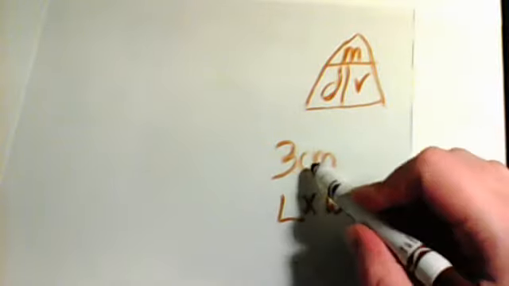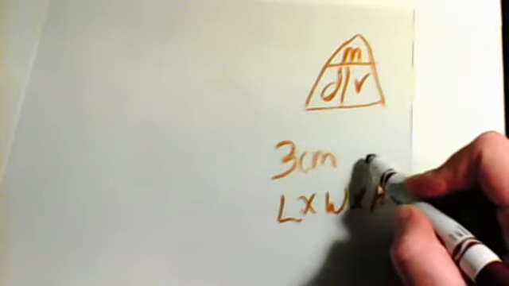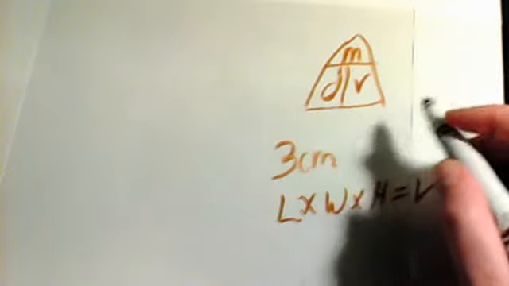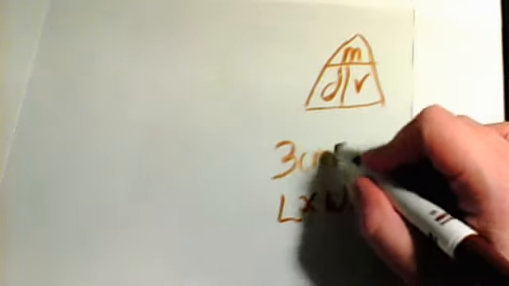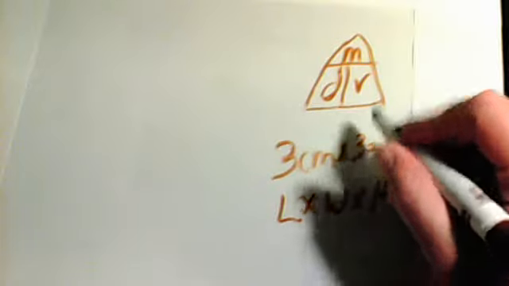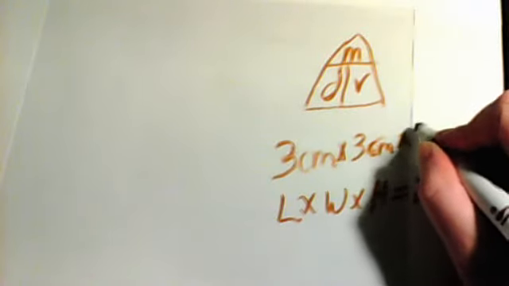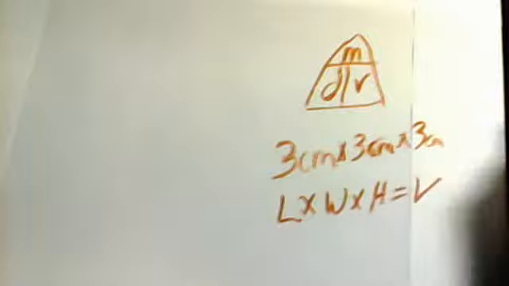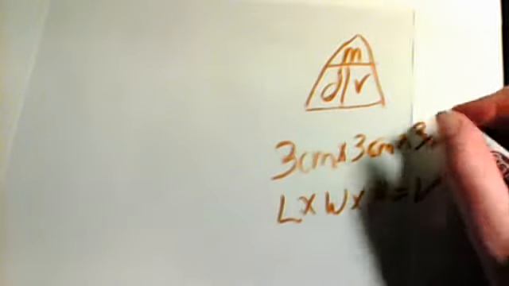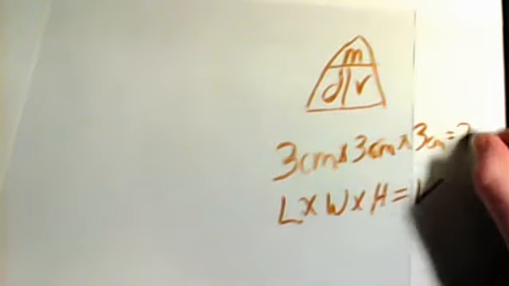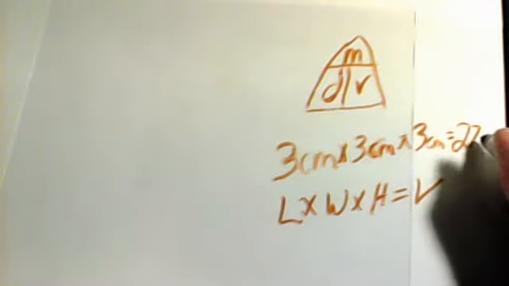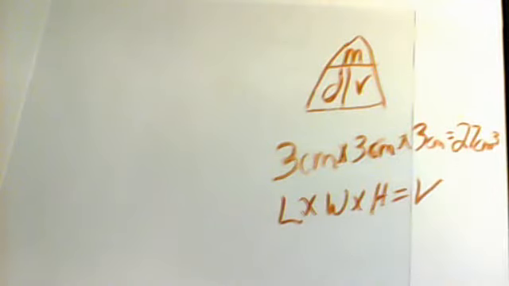So 3 times 3 times 3 is actually 27. So this is times 3 centimeters, times 3 centimeters. You wind up with 27, and this is centimeters cubed. That's where the cubed comes from. Now that's a volume. So now we can go back to the problem.